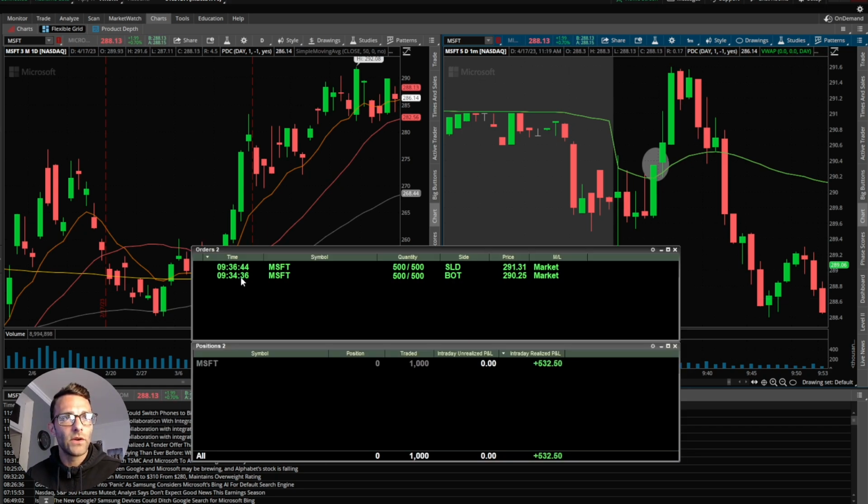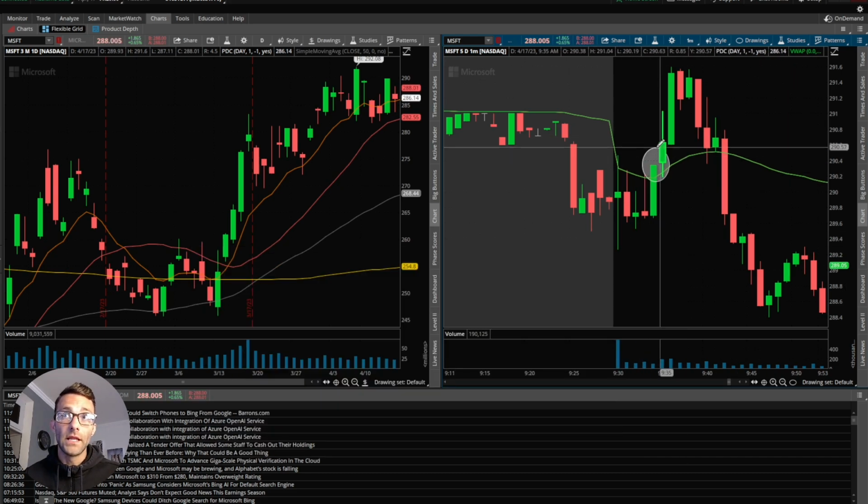So I went long at 9:34 and 36 seconds as this was an aggressive break of VWAP to the upside, risking off 290, so keeping that risk very tight. If it gets above VWAP and then immediately gets back below, I'm going to bail, because then this thing could roll over and I don't want to be a part of that. I ended up getting a good entry, 290.25, and then got a nice move to the upside and took it all out at 291.31 and made $532 on the trade.